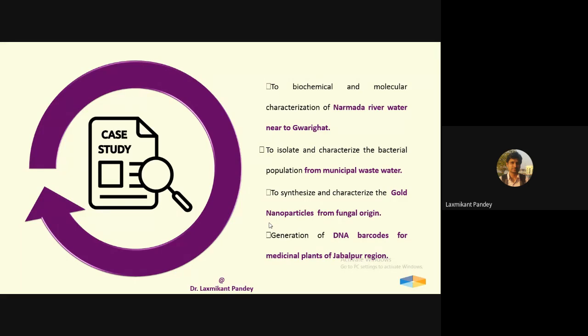So in that case, students will go there, and they will have live experience of communication with those persons. And in this way, you can develop skills among the students. This is one of the very important aspects of project-based learning. So these are four case studies I am giving.